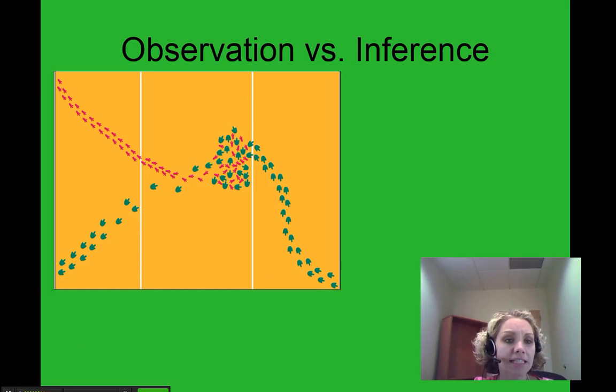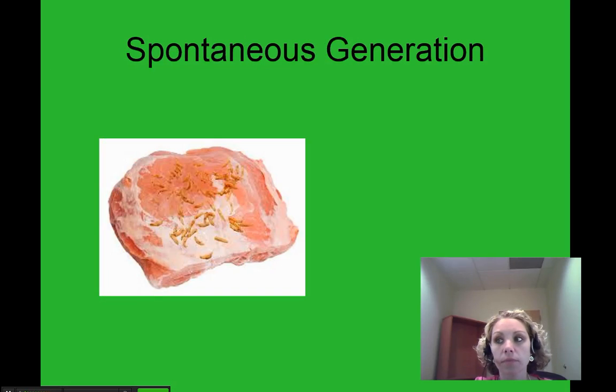I want to go over the steps of the scientific method, and I think a good way to review that is to talk about Redi's experiment and spontaneous generation. You may have learned this in previous courses. Spontaneous generation was the idea that life could come from non-life. So for instance, people would see that when meat was left out too long, maggots appeared on the meat. So people said, well, maggots must come from meat. Well, Redi was a scientist who set out to disprove this idea. He said he didn't believe that life came from non-life, and he was determined to prove this to be incorrect.